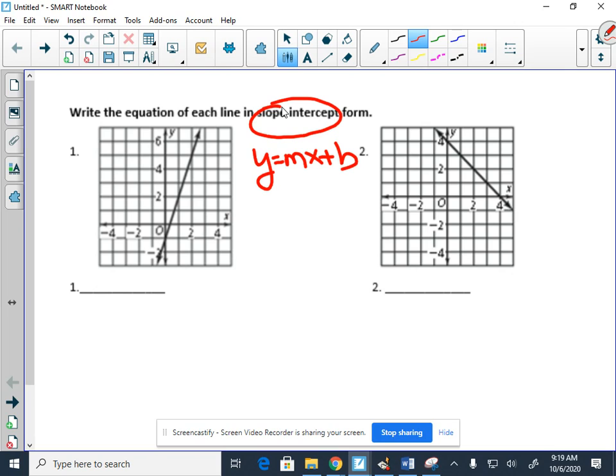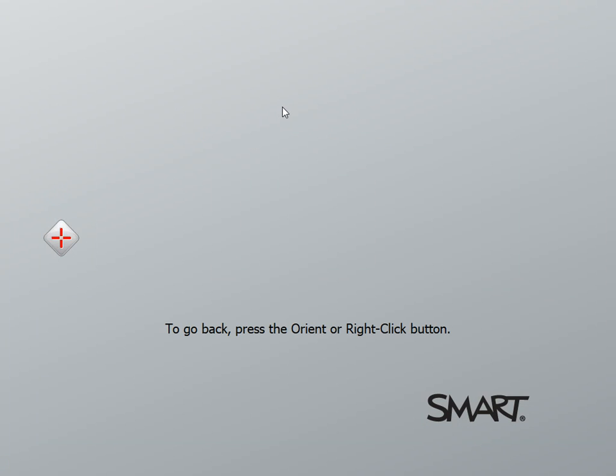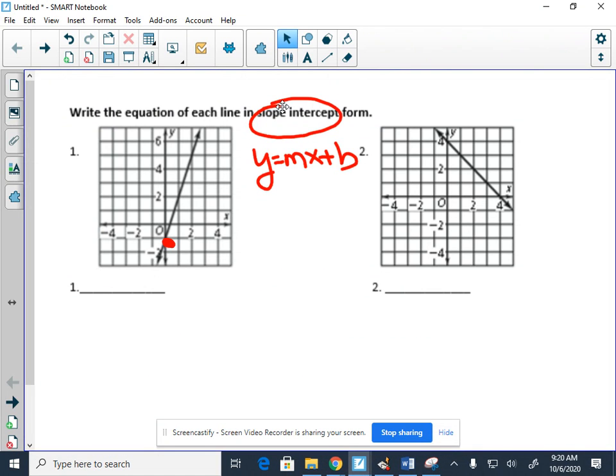Okay? So remember, b is the y-intercept. Where do you think this crosses the y line? Where do you think it crosses? Remember, don't say your name on the video, but you can answer a question. Where does number 1 cross the y-axis?